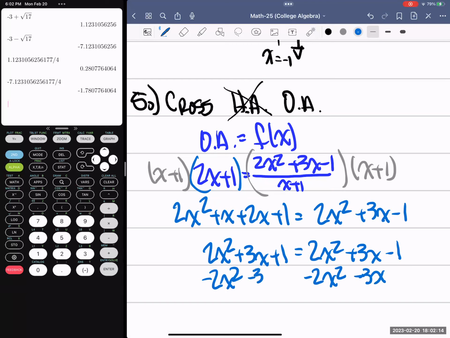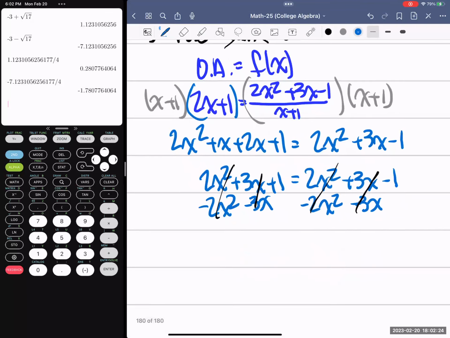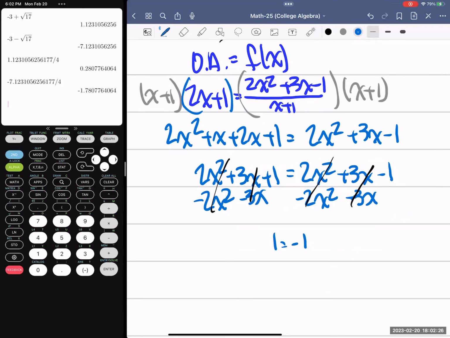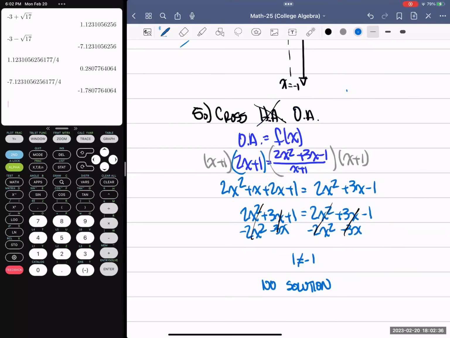So 2x squared plus 3x plus 1 is equal to 2x squared plus 3x minus 1. Over here, these two subtract out, these subtract out. So what we're left with is 1 is equal to -1. And since 1 is not equal to -1, we have no solution. So no solution for step 5, which means we don't cross our oblique asymptote.